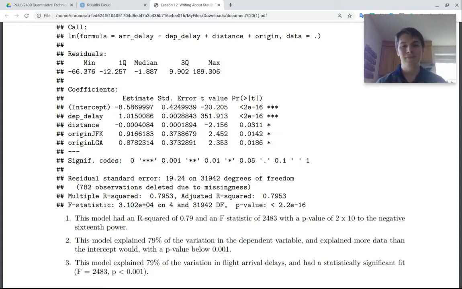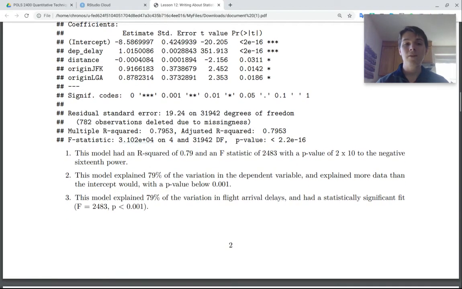I mean, it's better, but it's not great, right? Finally, let's try this one. This model explains 79% of the variation in flight arrival delays, and it had a statistically significant fit, where we can put in parentheses, F equaled 3,102, and the p-value is less than 0.001. That's nice. That's very nice right there.